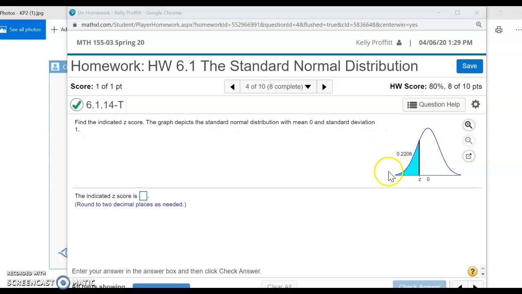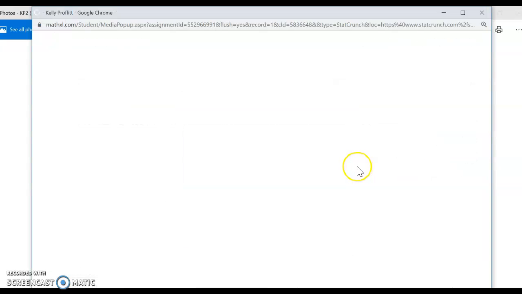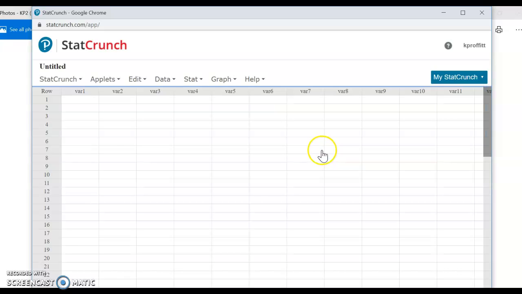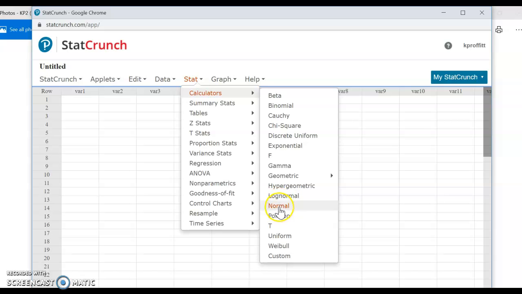So basically what they've done is they've given you the probability of 0.2206 that the score would fall below this particular z-score. Or in other words, the area of this blue section is 0.2206, and they want to know what the cutoff z-score is. So what you'll do is you'll go to StatCrunch, and you'll go to Stat Calculators, Normal.